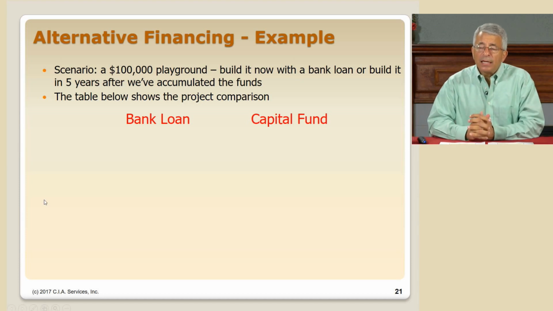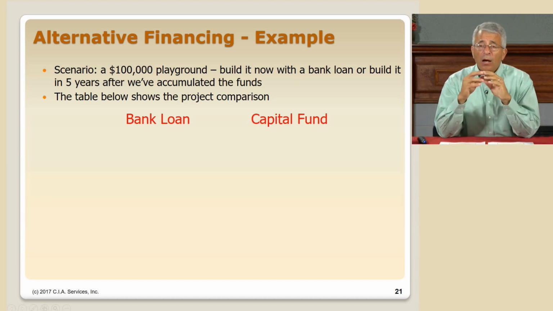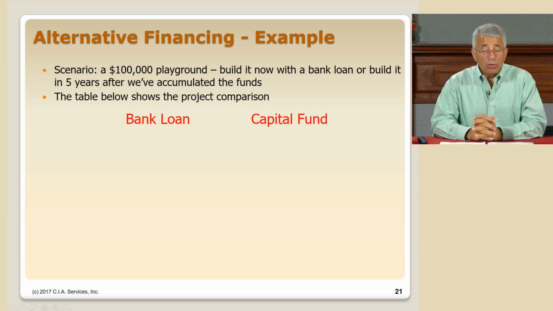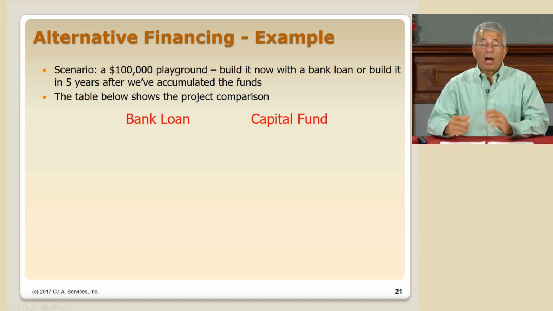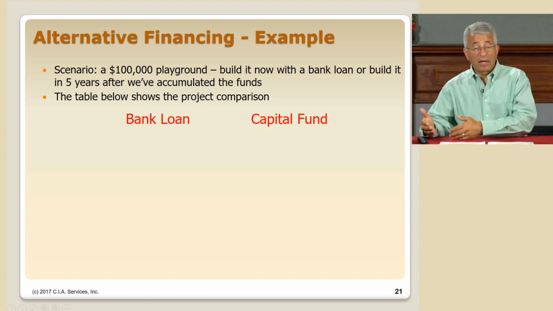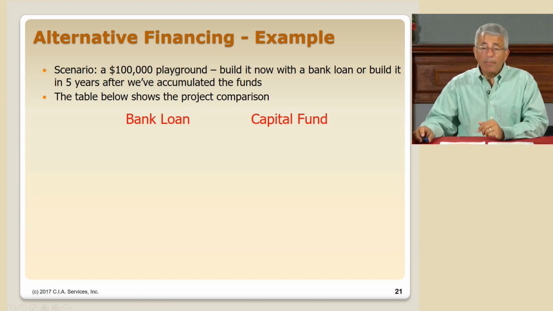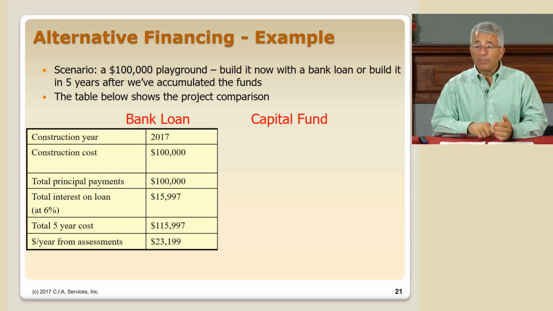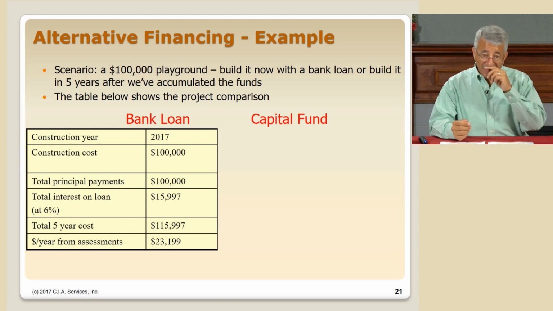Let's take a look now, from a financial standpoint, at whether we want a loan or want to accumulate money into a capital fund. In this particular example, I'm going to use some very round numbers. We're going to pick a playground project. It's going to cost $100,000, so we have a nice round number. And the question is, can we build it now with a bank loan, or build it in 5 years after we've accumulated the money to do the project? So let's look at both sides of this. Let's start with a bank loan. If we get a bank loan today, we can do the project today in 2017.